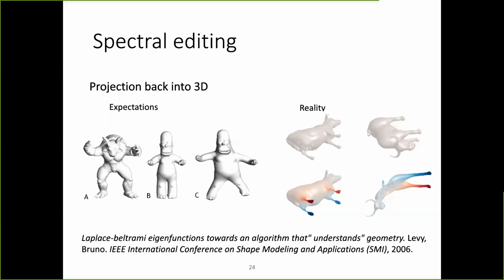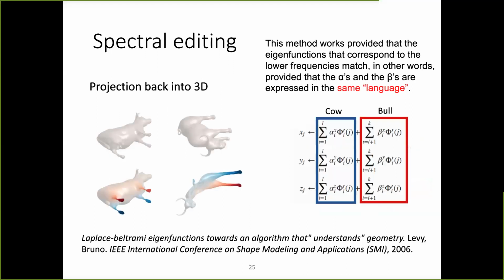So I actually did, and let me explain what's happening basically. If you read the paper, they have this sentence that's written. I just have the code here. They say this method works provided that the eigenfunctions that correspond to the lower frequencies match. In other words, provided that alphas and the betas are expressed in the same language. The first time I read it, I didn't think much about it, and I was a little bit confused and didn't really understand what it meant. But then I tried it, and it didn't work.